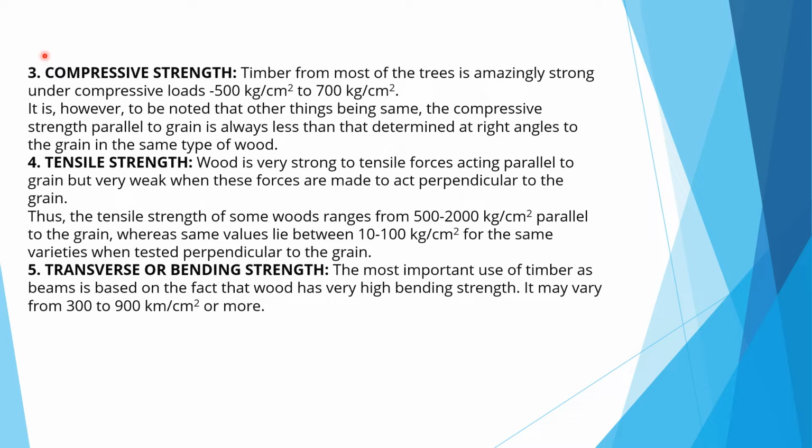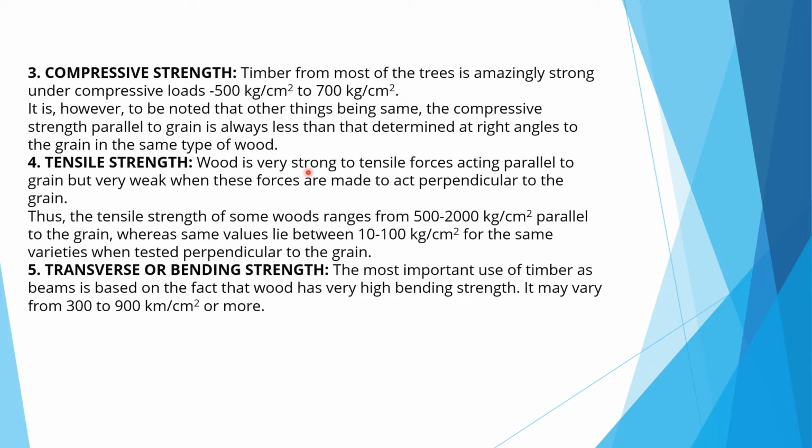Next, what is the compressive strength of timber? Timber from most of the trees is amazingly strong under compressive load, 500 kg per centimeter square to 700 kg per centimeter square. It is, however, to be noted that other things being same, the compressive strength parallel to grain is always less than that determined at right angles to the grain in the same type of woods.